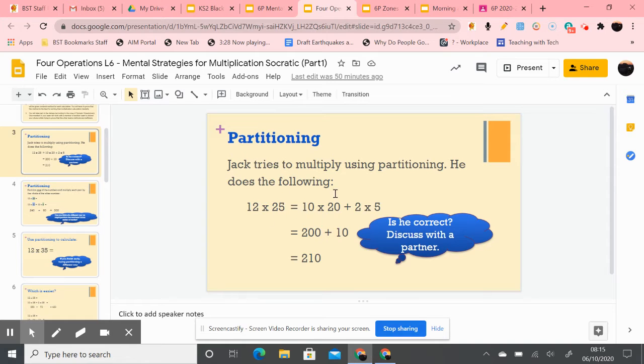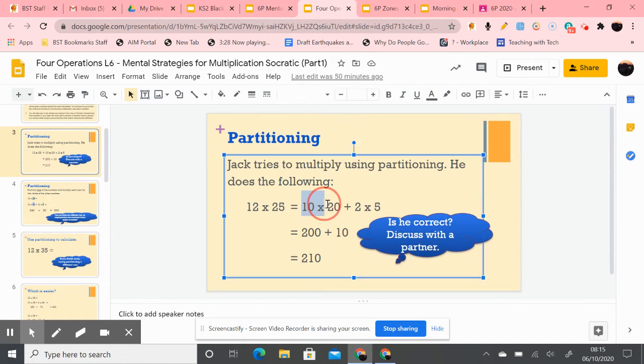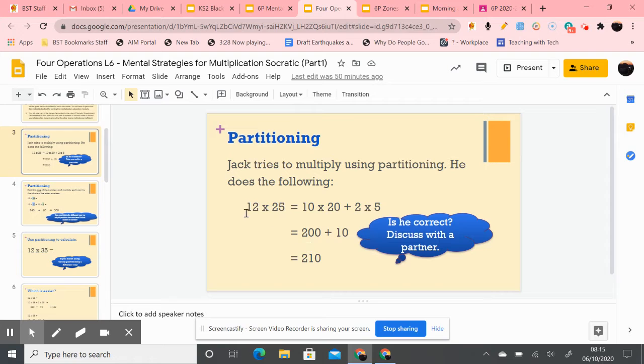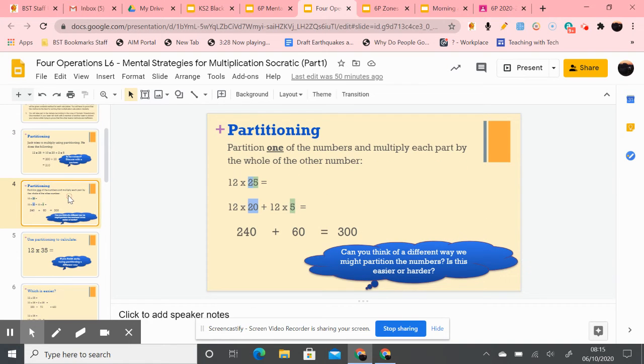Now, if we look at this calculation, that would leave us with 10 times 20, which is 200, plus 2 times 5. This is not correct, okay? Now, let's have a look at how it actually should be done.